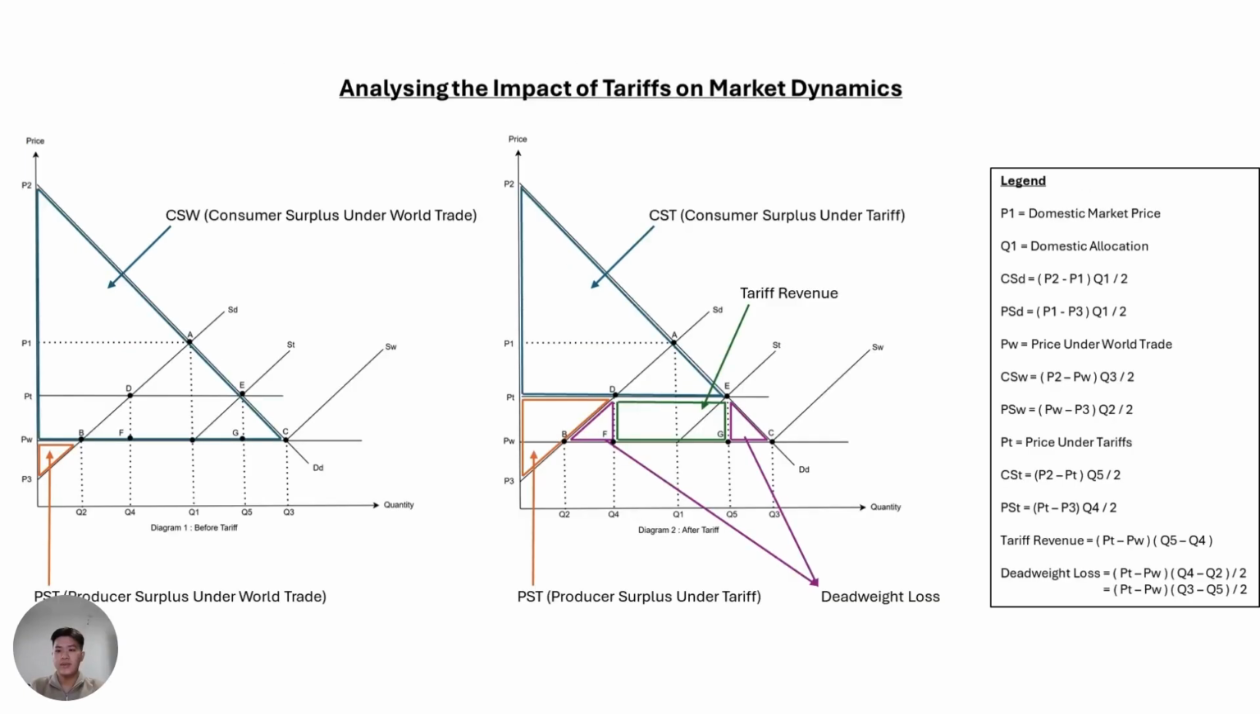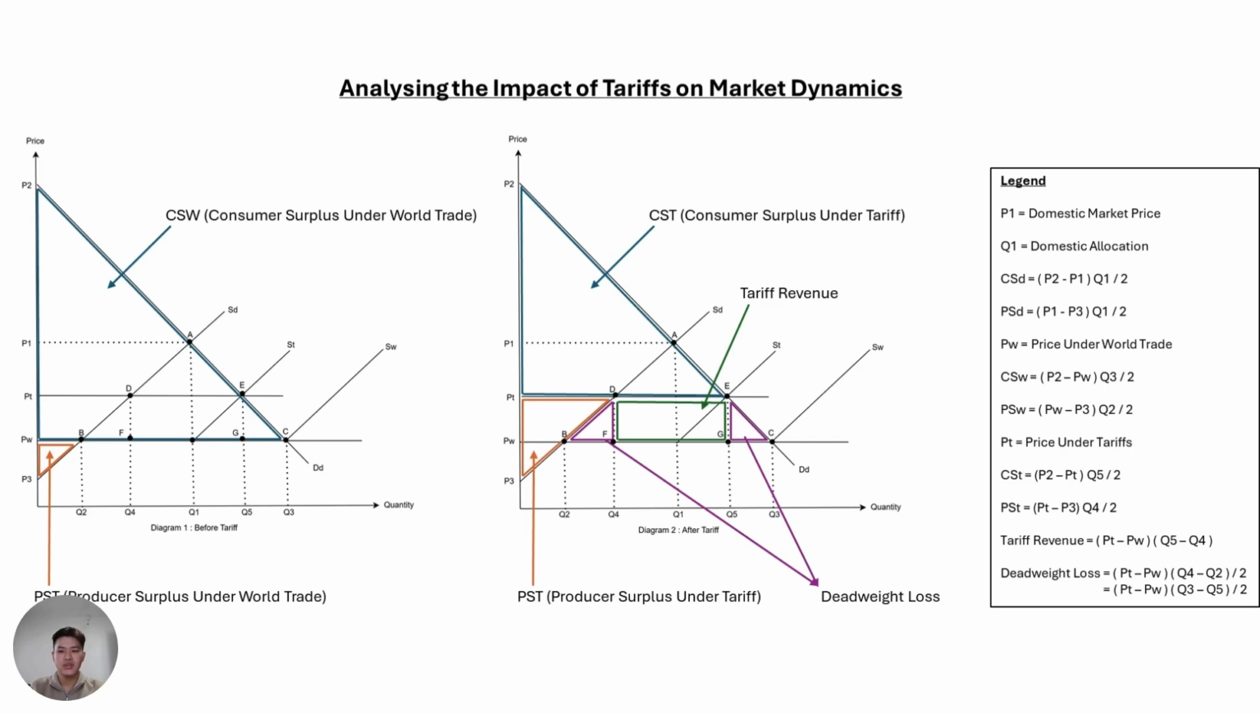Now, let's take a look at what happens when there is no tax imposed on imports. In diagram 1, the market operates under world trade where the price of goods is determined by the world price, which is lower than the domestic price. This leads to the following key points. Consumer surplus under world trade is the blue triangle area above PW and below the demand curve. It represents the total benefit to consumers who are able to buy the goods at a lower world price.